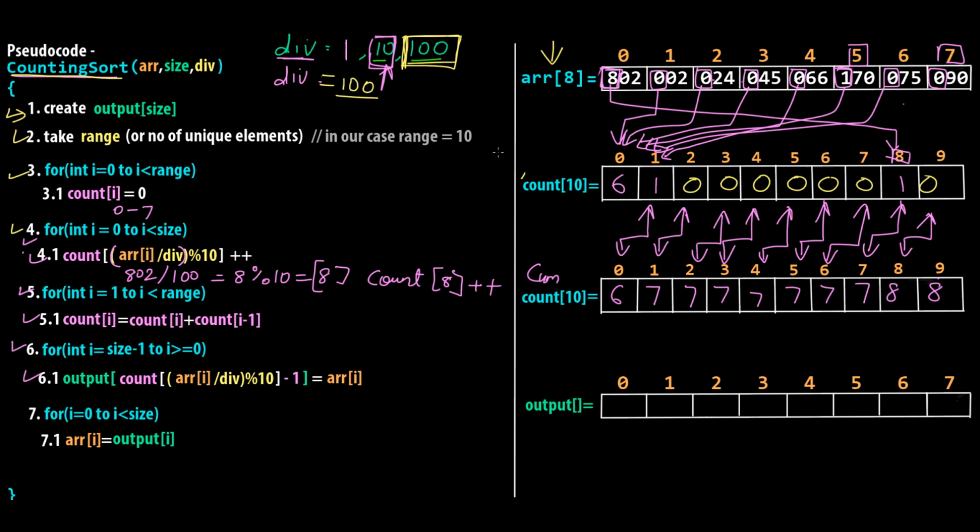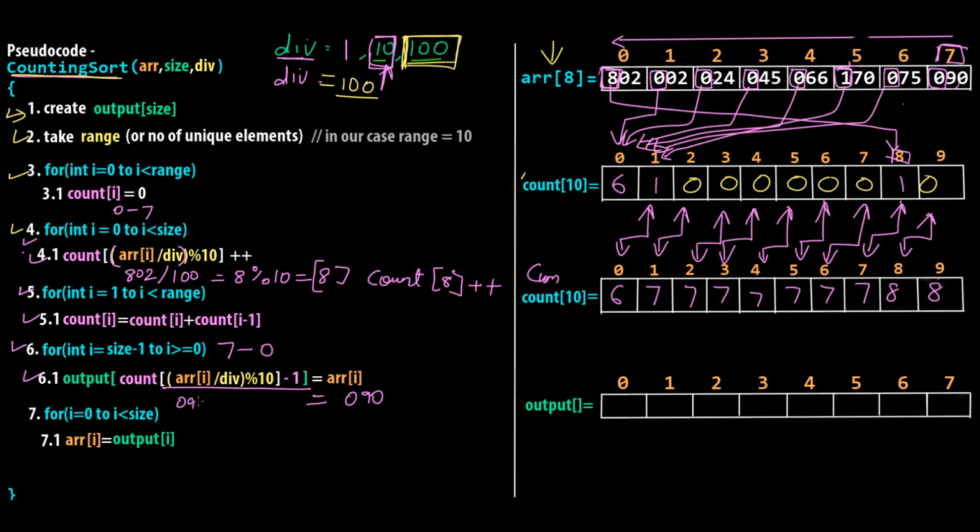And step number 6 is where we have to take one element from the input array in the reverse order, starting from 7 to 0. So we have to pick one element and put it in the output array in a particular position based on this expression. So let's quickly evaluate this expression. We have to take ARR of i, which is ARR of 7 for the first time, which is 090. So 090 has to be allocated in the output array at some place based on this expression.